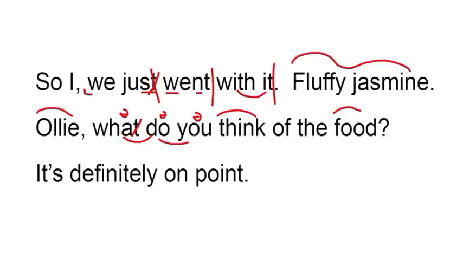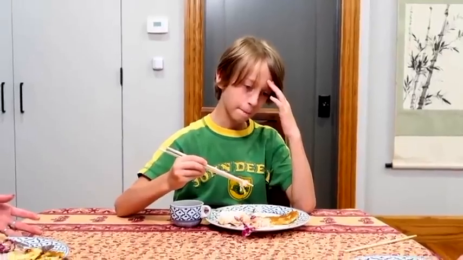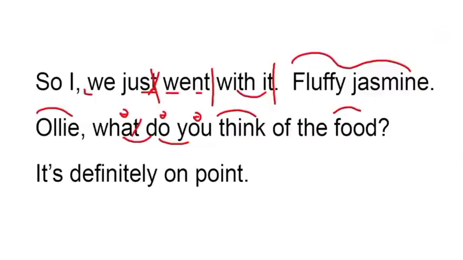What do you think of the food? Of and the. 2 more function words together said very quickly.